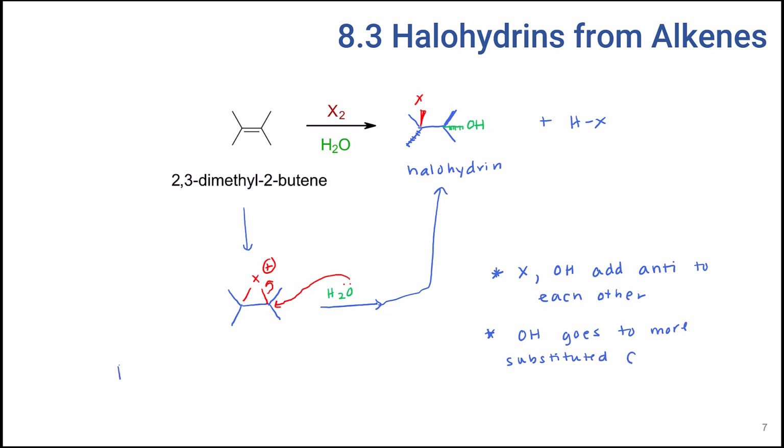So for example, if I had this methyl cyclohexene, and let's say I add Br2 in water, the Br is going to add to the less substituted carbon, which is this one right here. And let's say this one is wedged. And then my OH is going to be anti to that, and it's going to be on the more substituted carbon. So this will become wedged.